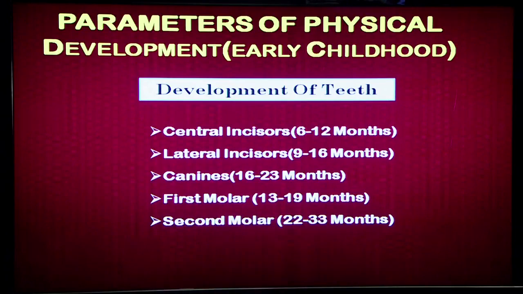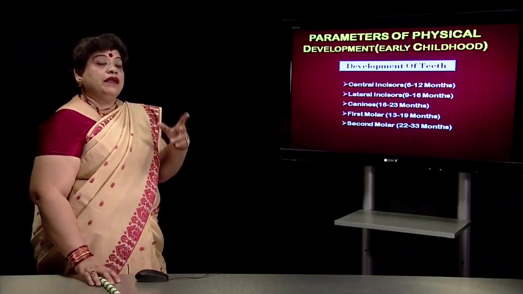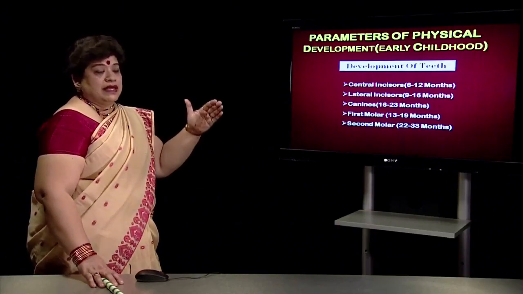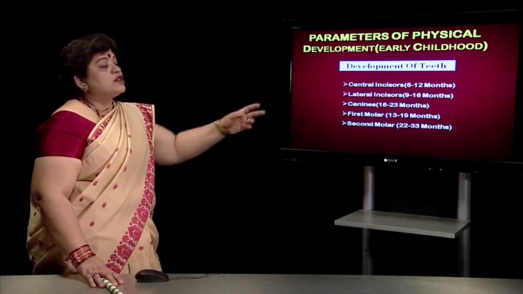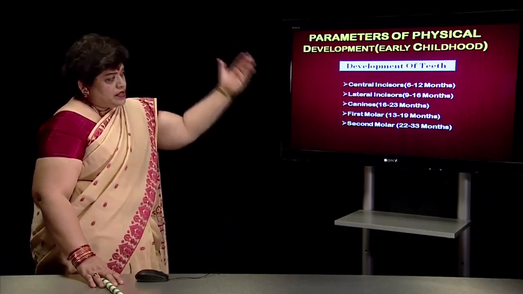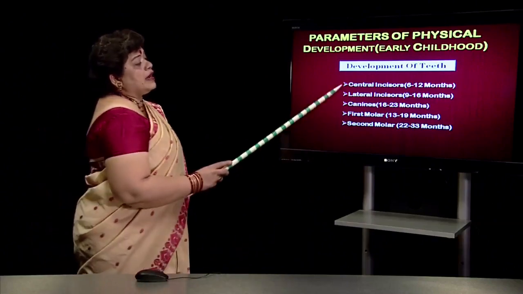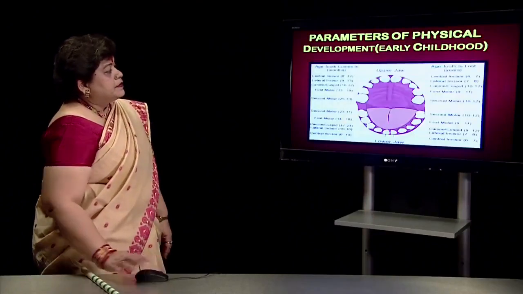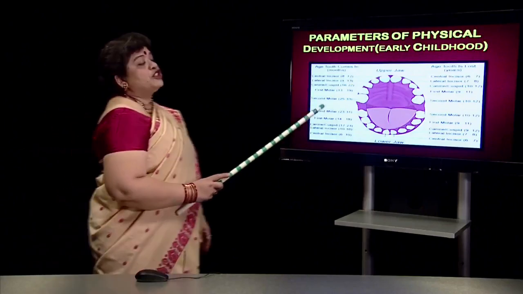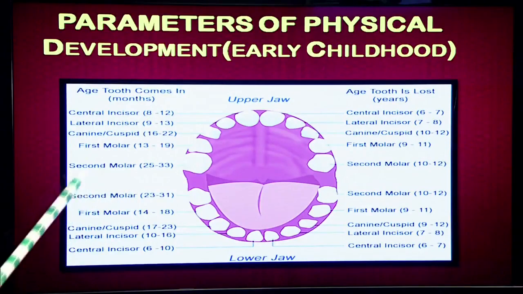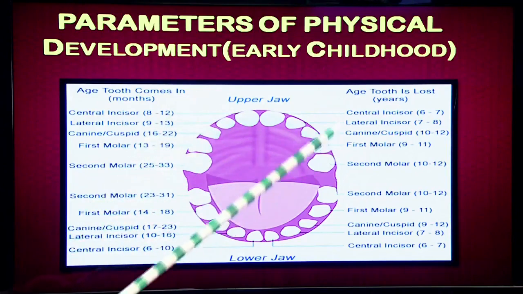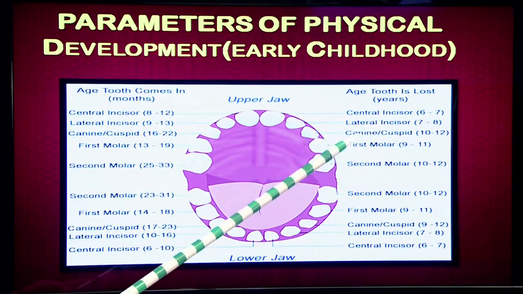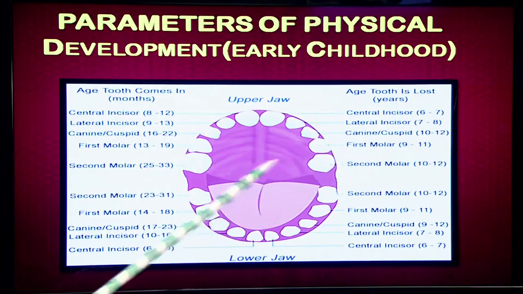If you remember, one of the principles was that development will always happen in a step-by-step manner. No one step is going to get overlapped. This is the order in which the teeth will erupt, that is from central incisors to lateral incisors to canines to first molar and to second molars. This is the detailed picture of the teeth that we see. In the upper jaw, you will find central incisor and lateral incisor, canine and first molar, and the second molar, and similarly you have in the lower jaw.